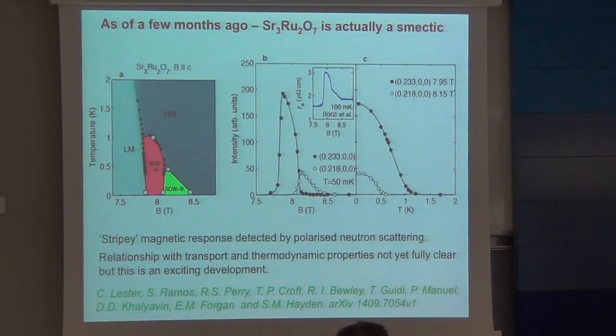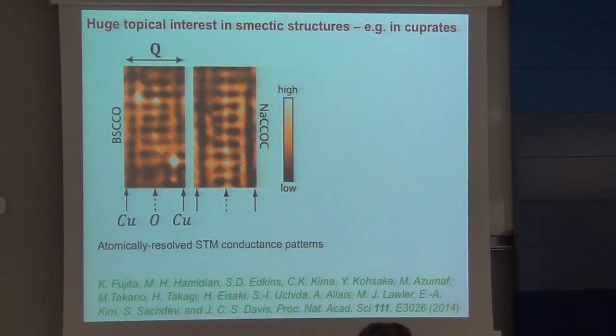So that's the status report for strontium-3 ruthenium-207. Now I'd like to spend the last few minutes going back to the cuprates with the hook that just because you see a smectic state in a system like this doesn't mean the interest's over. Actually, far from it. So I know you have a big STM effort here.